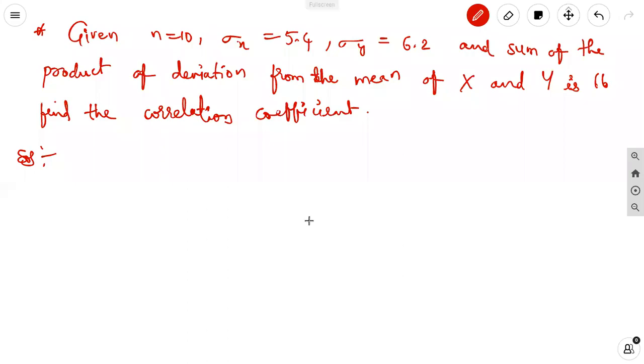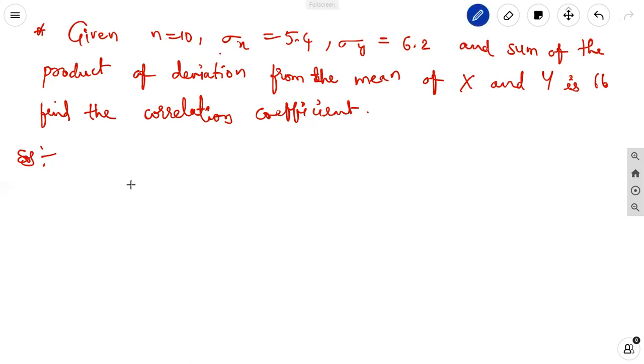Let us discuss a problem on coefficient of correlation, in which they have given the standard deviations or variance values of the variables x and y, and the number of values. Here, let us take a problem: given n equal to 10, sigma x equal to 5.4, sigma y equal to 6.2, and the sum of the product of deviations from the mean of x and y is 66. Find the correlation coefficient.